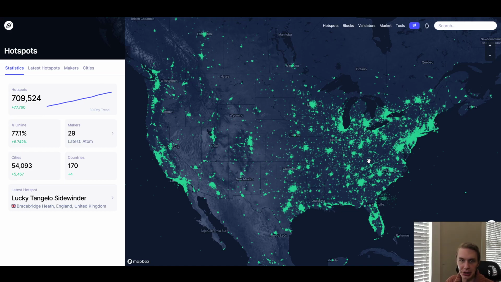But it is an interesting project, and it's one that has a very clear real-world use case, and it's kind of separated from the crypto space in that sense, that this is the kind of thing that anybody could be interested in, not just people who are interested in crypto. So that's where I think Helium has some interesting potential.